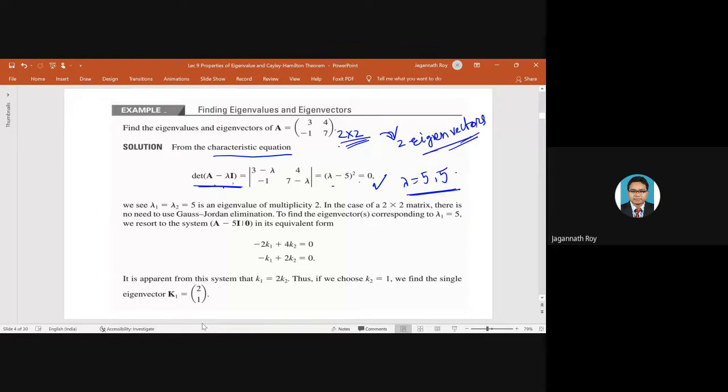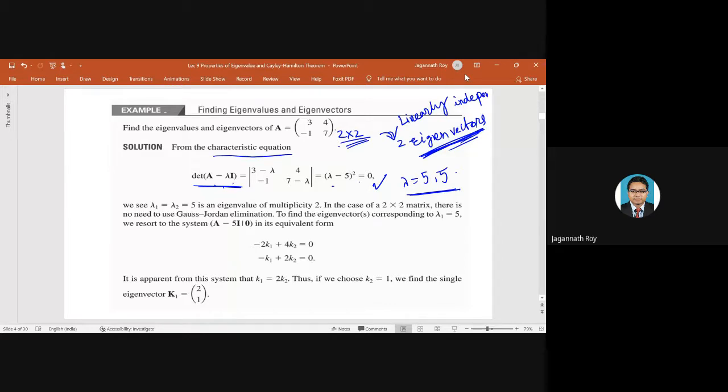So the answer is actually no. It is not necessary to have n different eigenvectors. Sorry, n linearly independent eigenvectors. Because I will tell you why.